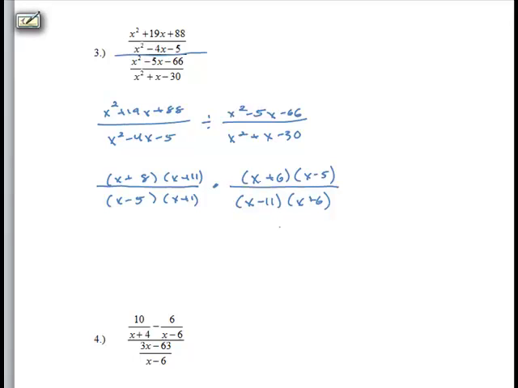So cancel. The x plus 6 is in the second fraction, reduce or cancel. We can cross cancel. The x minus 5's cancel, leaving us x plus 8, x plus 11 in the numerator, all over x plus 1, x minus 11 in the denominator.